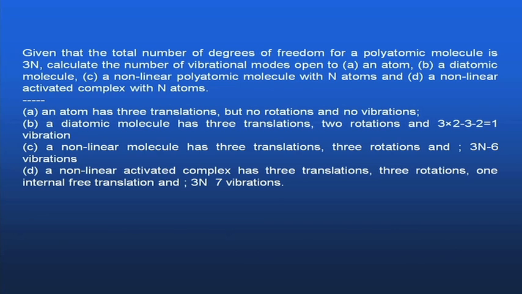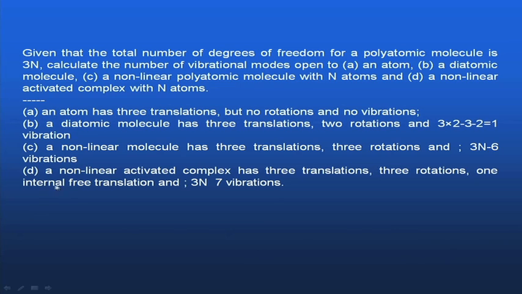So, that means out of many vibrational degrees of freedom, one will be taken off, and you add that to your total translation. Initially it had 3 translation, plus 1, which you call the internal free translation or internal translational mode. That internal translational mode is responsible for the reaction to occur. So, therefore, you have altogether 3n minus 7 vibrations for a nonlinear activated complex.